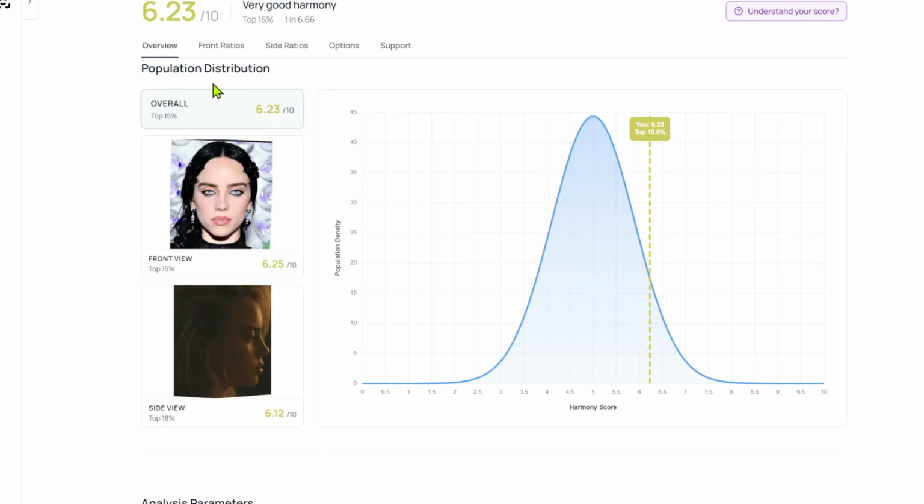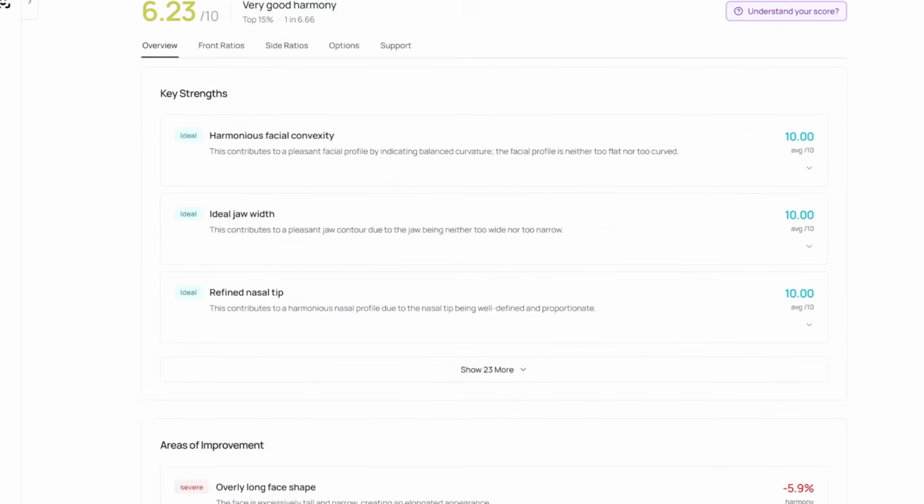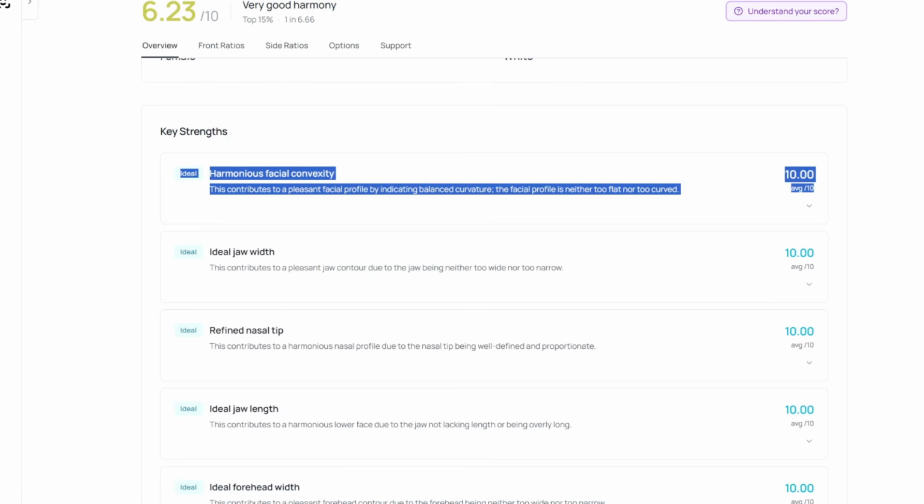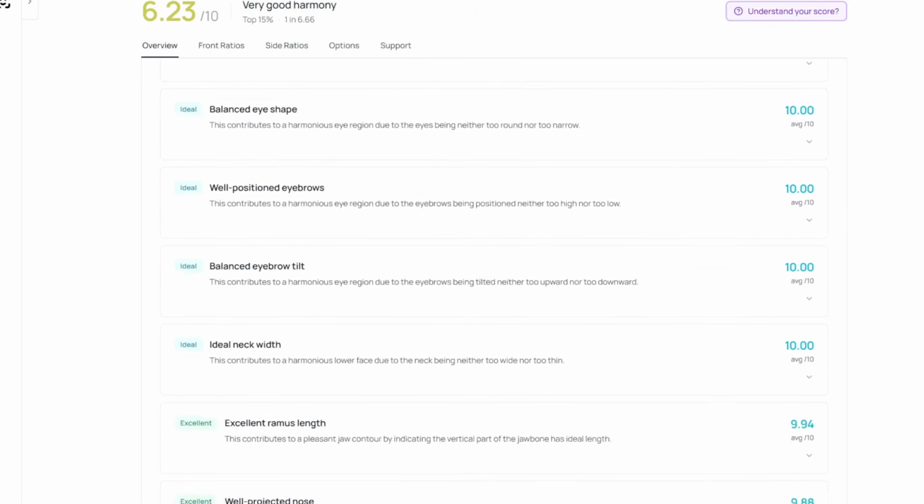You know, this is without adding in my personal opinions. My personal opinions don't matter at all in this objective scoring. We're trying to see what her actual score is. So this is her harmony. Now you guys know. And just really quickly going over her key strengths. Her harmonious facial convexity, ideal jaw width, refined nasal tip, and then you can pause if you want to see these. I'll scroll through them.